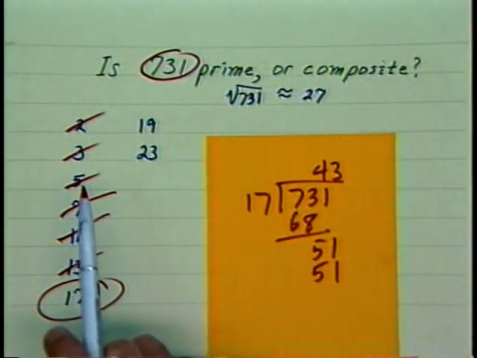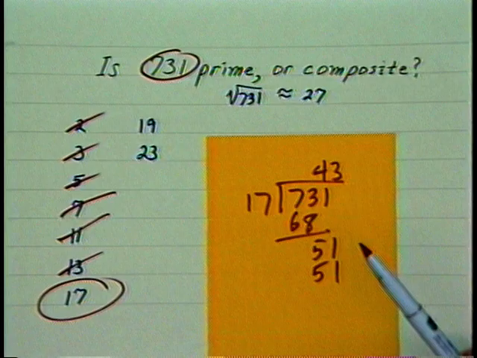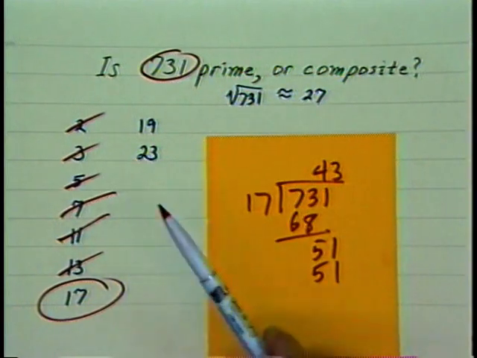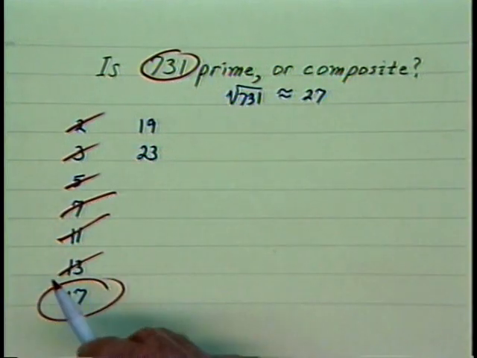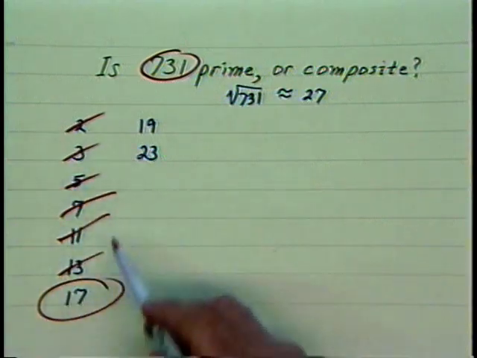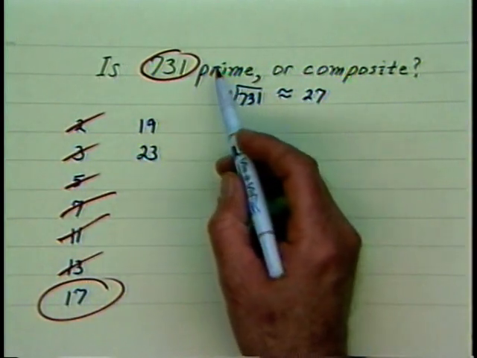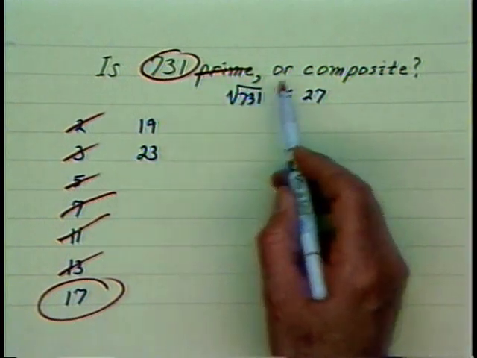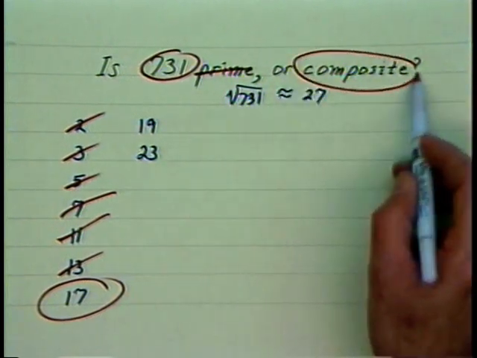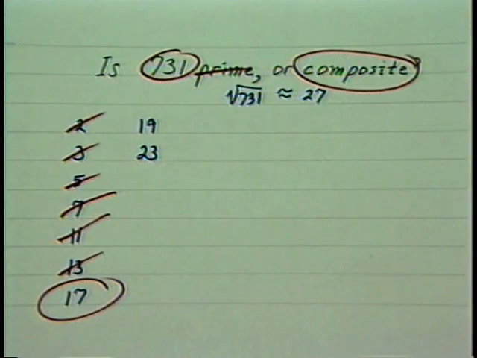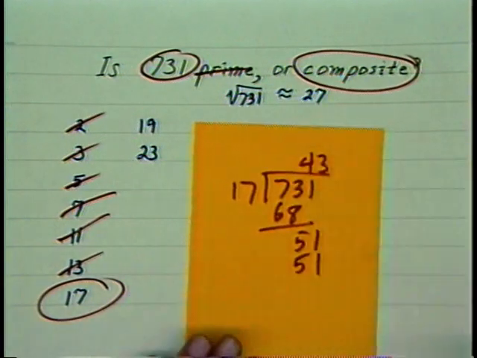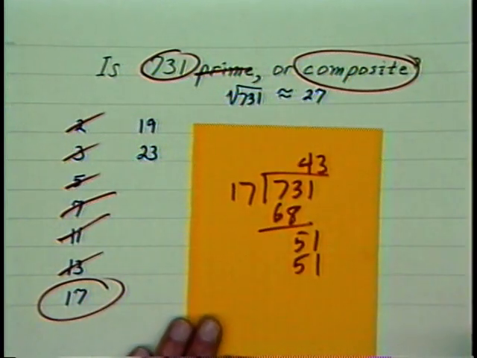I did these by hand to, again, encourage you to not over-rely on the calculator. Very frequently, it's just as easy to do it by hand, and it's best that you do it in that case. Okay, so since we know that one of these numbers in this list will divide into this, then that tells me the number is not prime. It's a composite number.